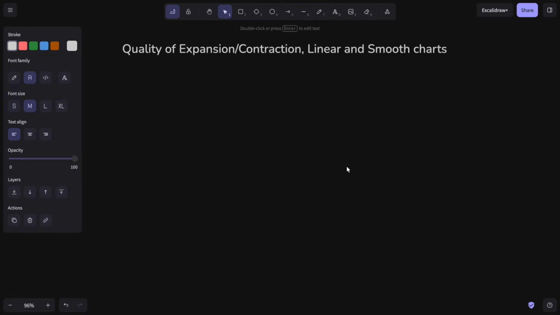Okay, so in this lecture today, we are going to discuss the topic of quality of expansion and contraction: what actually makes a chart linear and smooth, and what exactly one means by it. Like, what is a linear and smooth chart? Yes, a lot of us have a visual idea, but let's try to quantify it today, and see how exactly it helps us.